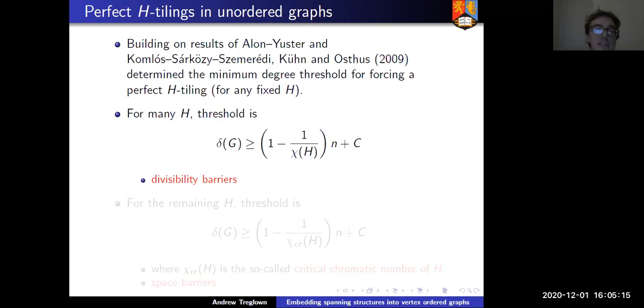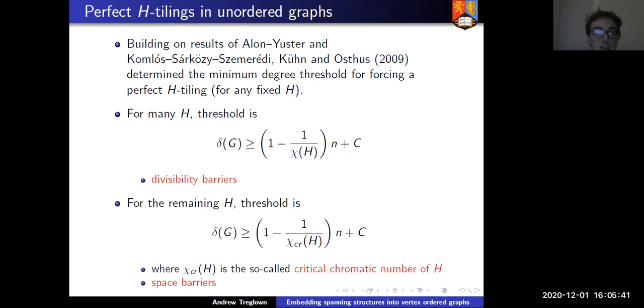Okay, and in this case, the type of constructions we get are what I'll call a divisibility barrier. So in the next slide, I'll show you another example of this. But anyway, for many graphs H, you've got this one type of behavior. Divisibility barriers are the extreme examples, and the minimum degree that forces a perfect H tiling is this barrier. But for the remaining H, the threshold is something else. It's actually a bit lower than what you get in this first case.